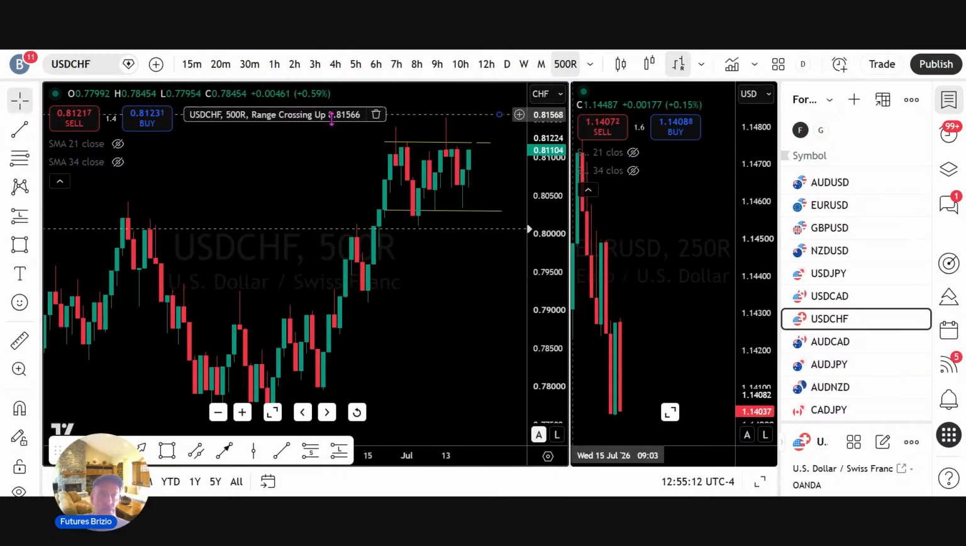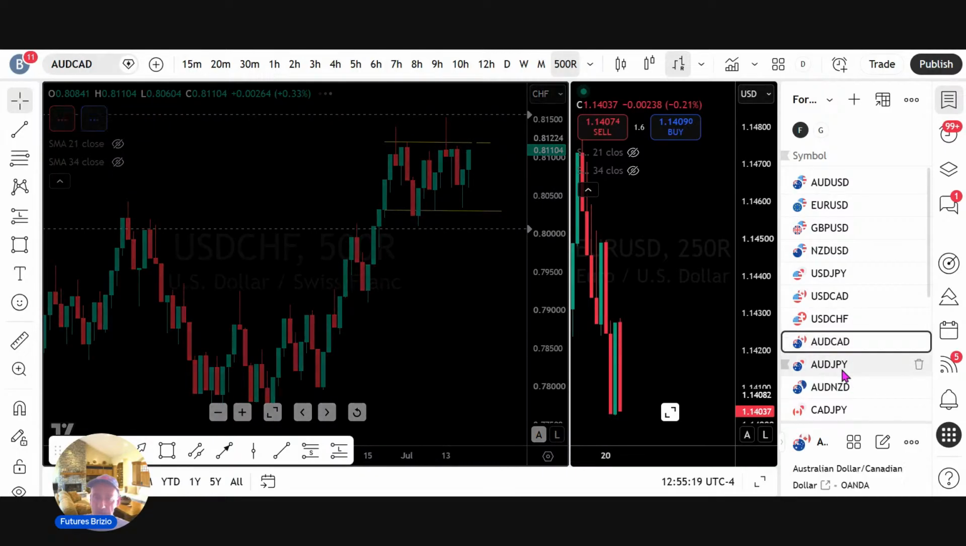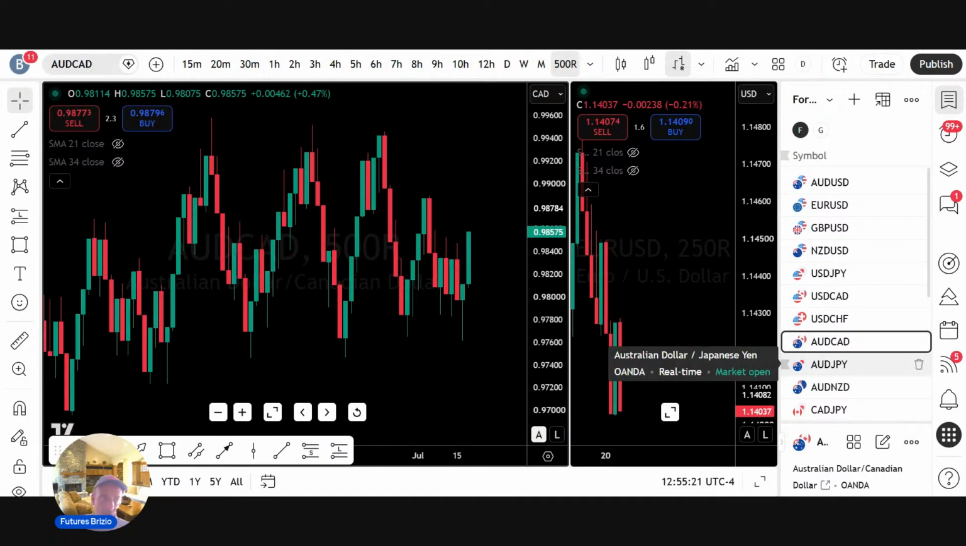All right, see what else we got here. Nothing really for dollar Swiss. We're kind of just trading inside this range. You can see this very well-defined range. It's a little messy, but it's pretty well-defined. Nothing really here with Aussie CAD. These minor pairs just get very range-bound a lot.